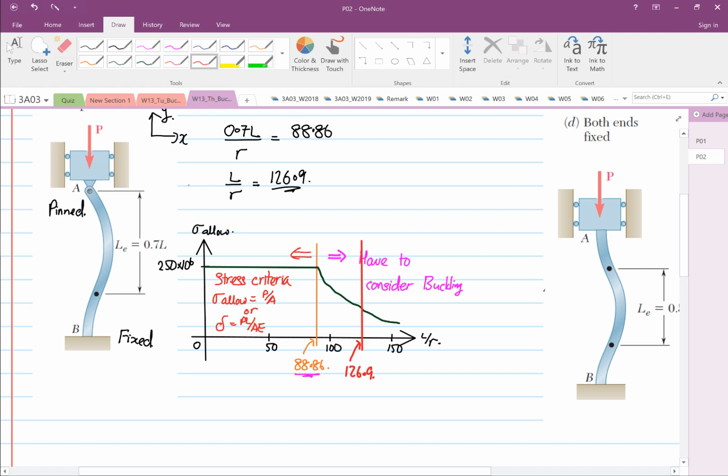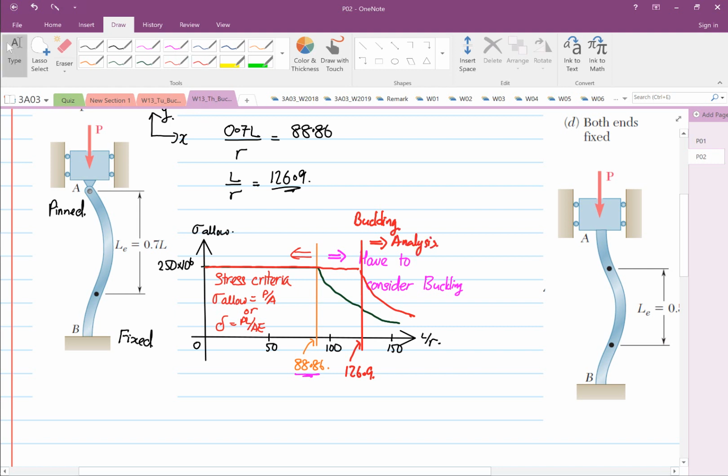So you can see what does this mean. I'm going to sketch this graph. We'll go like this, so you can do stress equal force divided by area. Then over here you have to do a buckling analysis or design based on buckling analysis.